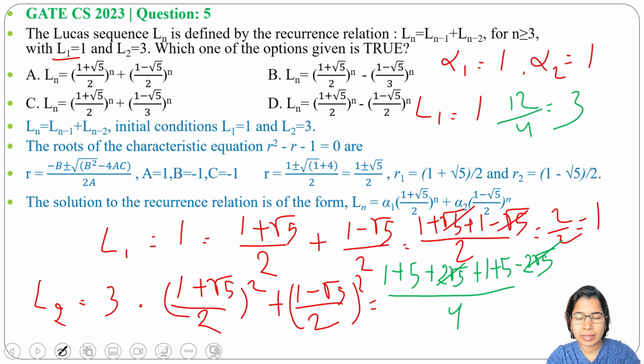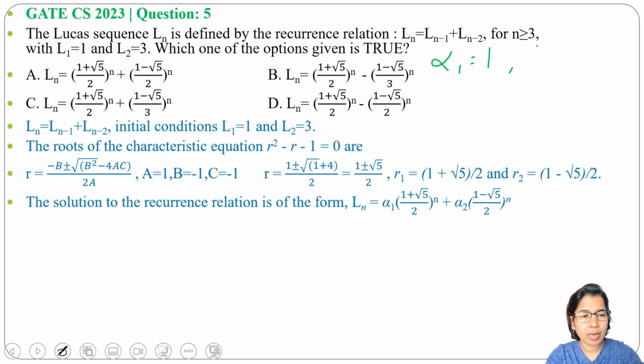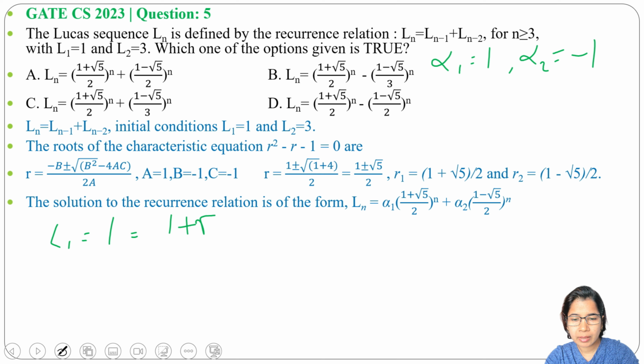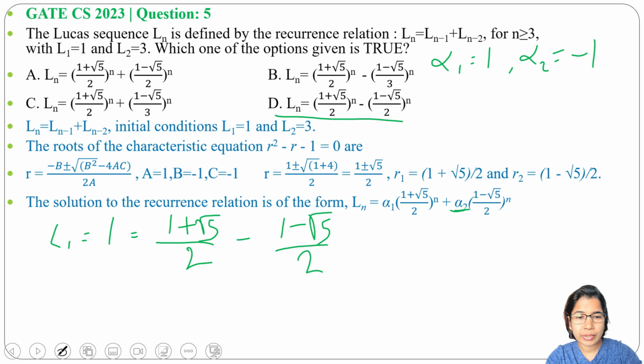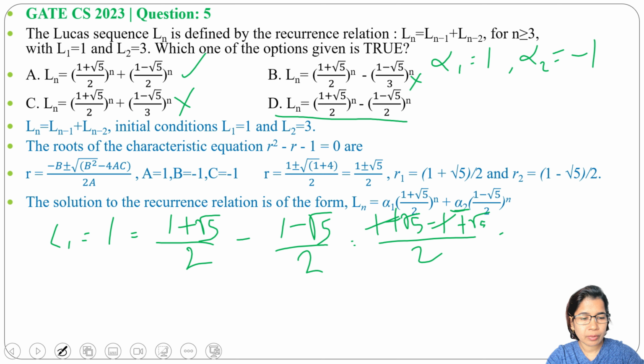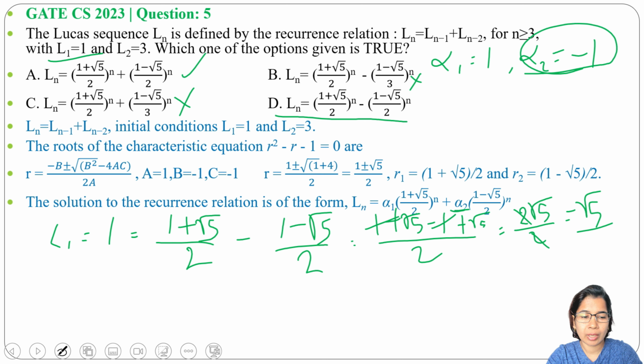So both initial conditions are satisfied. Now check for α1 = 1 and α2 = -1. So L(1) = (1 + √5)/2 minus, in place of α2 we are writing -1, (1 - √5)/2. We are just checking whether option D can be true or not. Option A we found true, option B and option C we found wrong. Now solve it: (1 + √5 - 1 + √5)/2. So plus 1 and minus 1 will be cancelled. 2√5 divided by 2 cancels to √5. √5 is not the same as 1. So option D is wrong. The α1 value can be 1, but the α2 value cannot be -1. The α2 value is 1.